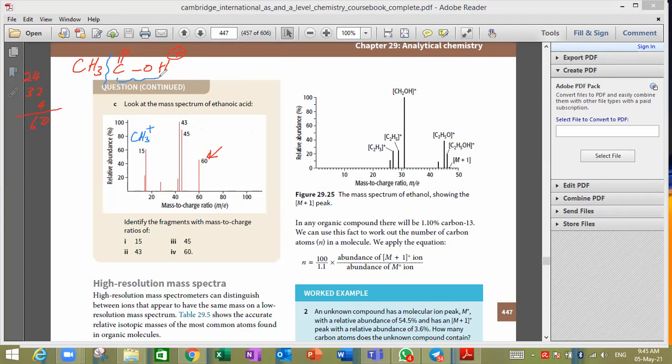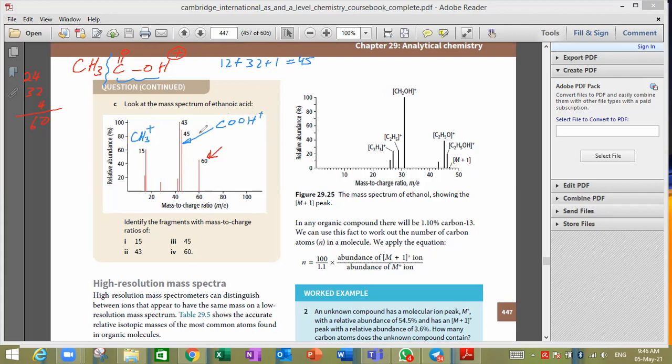If it's broken from the other side, we get 1 carbon, 12, and 2 oxygens, 32, 1 hydrogen, 1. So altogether, it will make 45. That's why we got this peak at 45. It corresponds to COOH positive. We should write a positive ion.